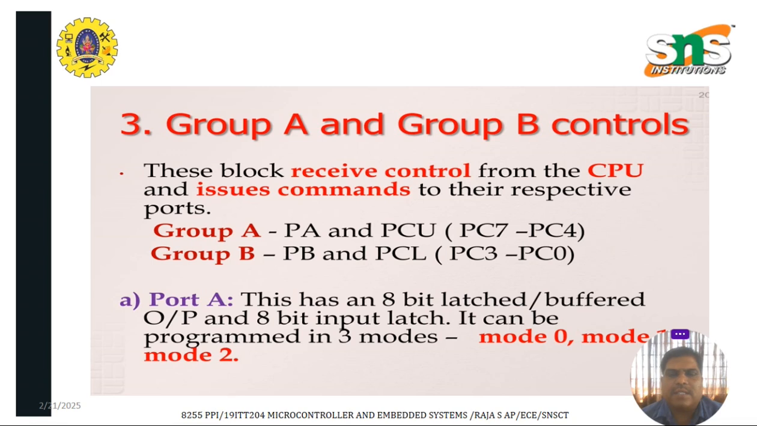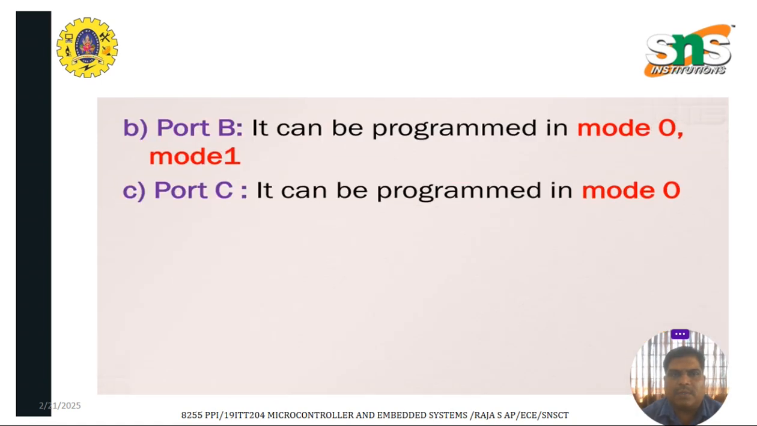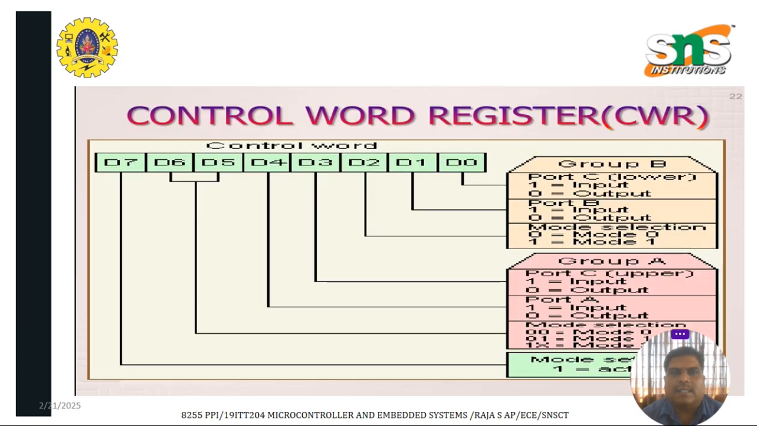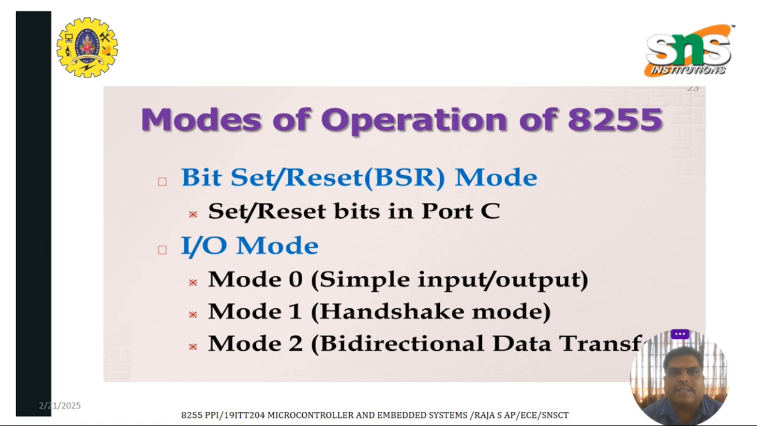Now port A, this is an 8-bit latched buffered output and 8-bit input latch. It can be programmed in 3 modes: mode 0, mode 1 and mode 2. Port B can be programmed to operate in mode 0 and mode 1. Port C can be programmed to operate in mode 0. This is the structure of the control word register.